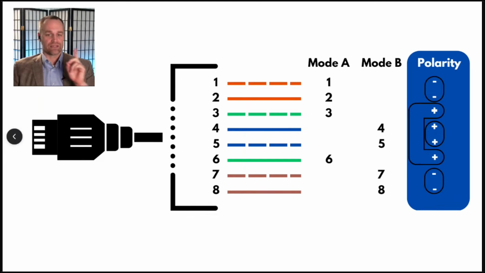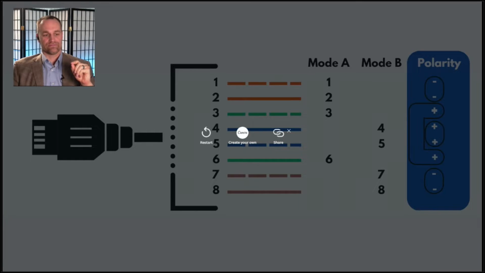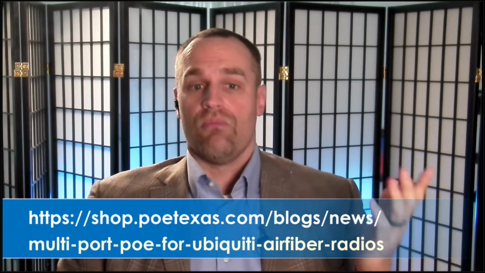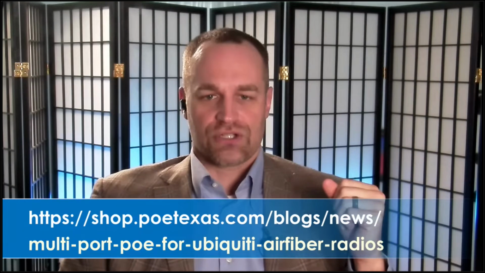Now, there's an important detail to know about this power, which is polarity. That just means which of the pairs are positive and which are negative. And you can see our default polarity here. On mode A, pins 1 and 2 are negative, 3 and 6 are positive, and pins 4 and 5 on mode B are positive, and 7 and 8 are negative. That's it. Mode A and B in a nutshell.